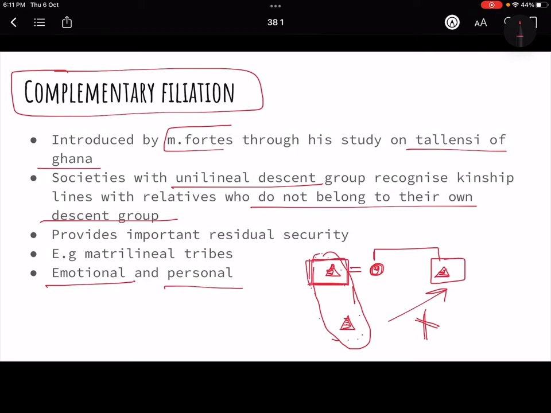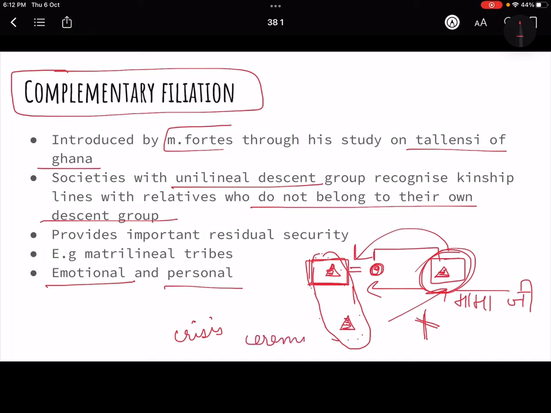जब if there is any crisis kind of situation, it is the mama ji who is going to stand up first with the family, right. So उससे क्या होता है, there is stability, there is more emotional relationship, even though this person is not related to the family in any descent grouping, right. Sorry, but he has a very important role to play, because any time, whether it is in ceremonies, whether it is a crisis situation, this person is going to always help this group, because he is related to this group through a very important member, that is her sister, that is his sister, right.